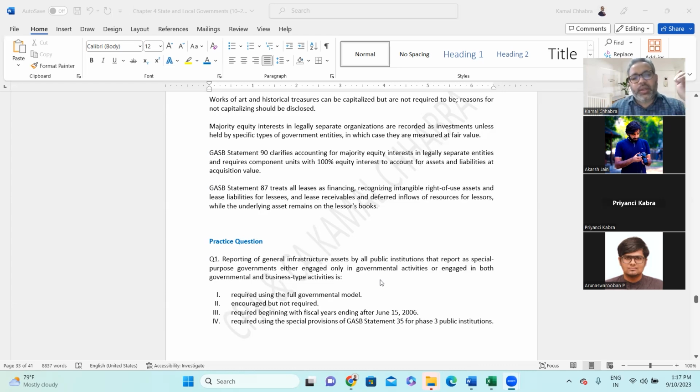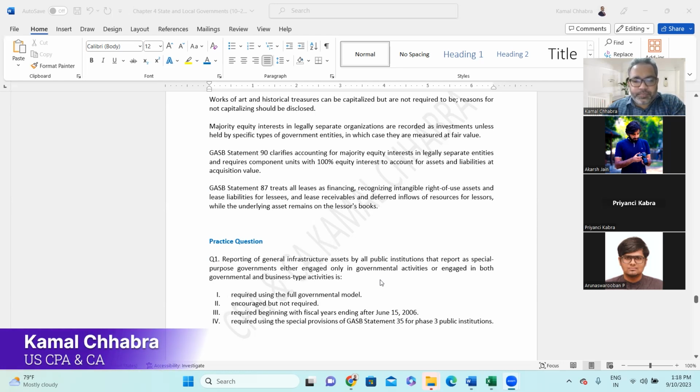Reporting of general infrastructure asset by all public institutions that report as a special purpose government will either engage only in the governmental activity or engage in both governmental or business type activity. How they need to report infrastructure asset? Required to use full governmental model, encouraged but not required to use full governmental model, required beginning fiscal year ending June 2006, or required using special provision of GASB.